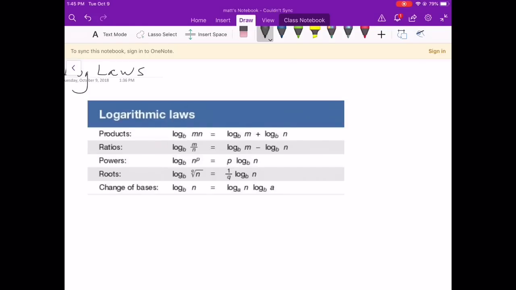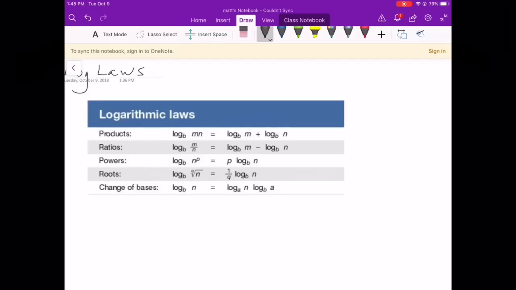So product, if we're taking the log base b of m times n, so if I'm multiplying inside of a log, that's the same thing as adding the individual logs. Okay, if I'm taking a ratio or dividing within my log, I can subtract the two individual logs.